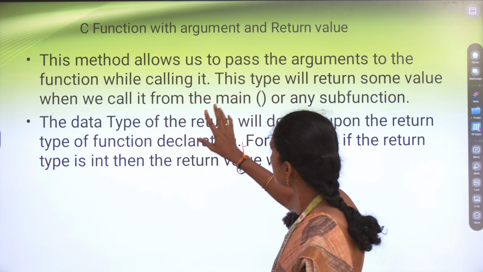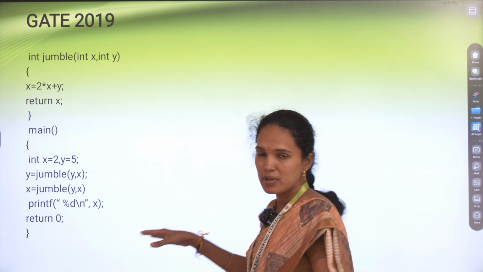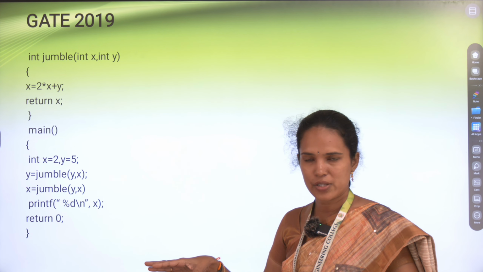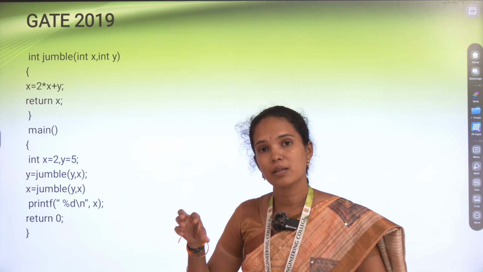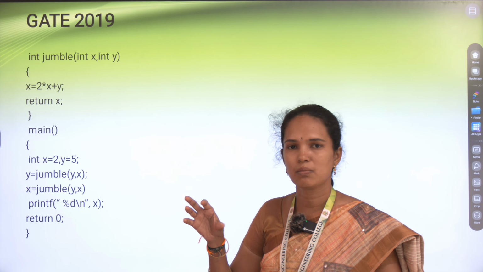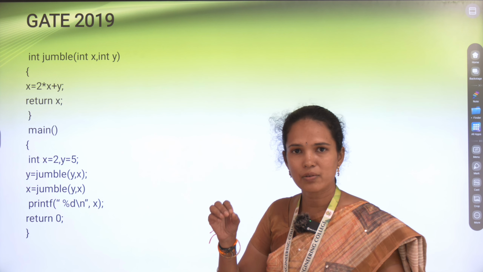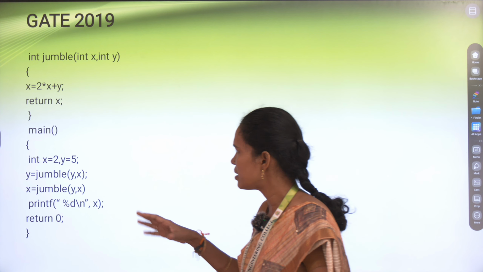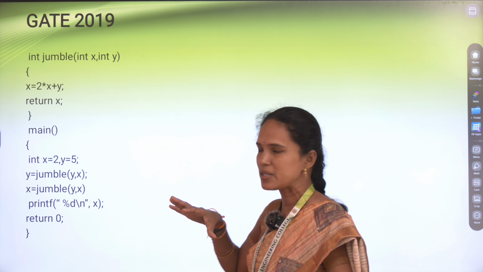So far we have seen the function with arguments and without arguments. Now we'll see some GATE related questions. The question will be very simple, but it will be very tricky. If you listen carefully, it is tricky because most related answers will be given in the options. So you have to calculate it very carefully. It's a very simple question, but you have to do it with much concentration.